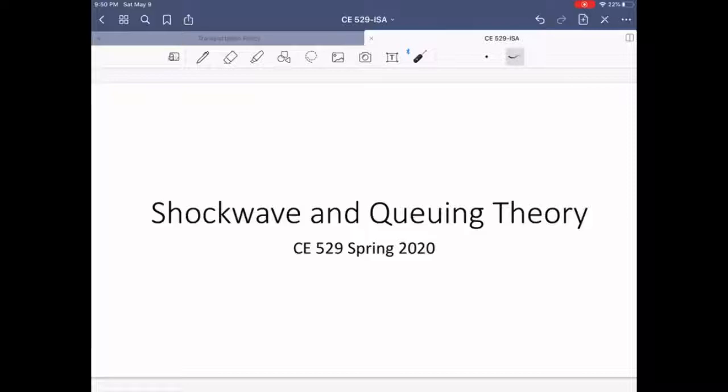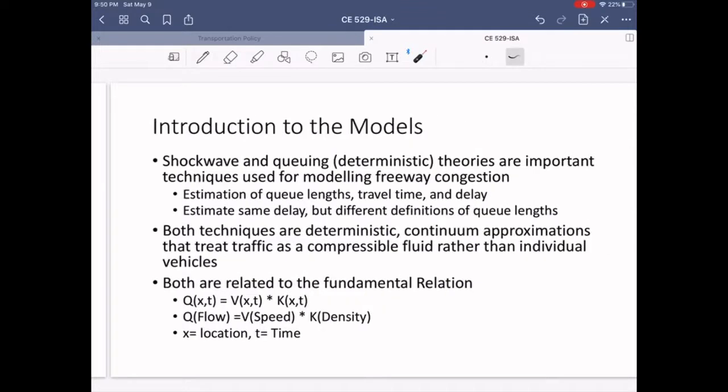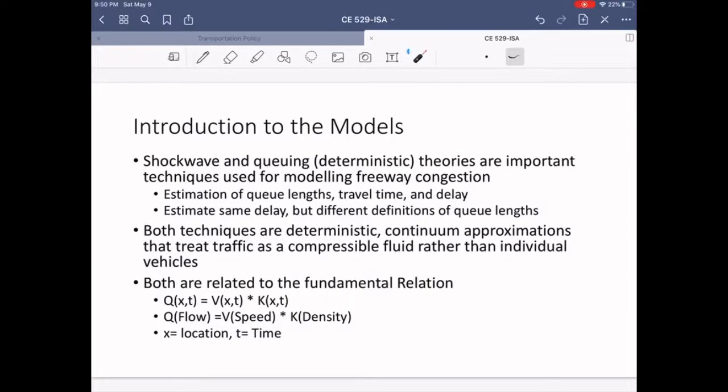In this video, I'm going to explain shockwave and queuing theory. So, introduction to the models. Shockwave and queuing theory are important techniques to use for modeling freeway congestion. Both of the methods are used to estimate the queue lengths, travel time, and delay.